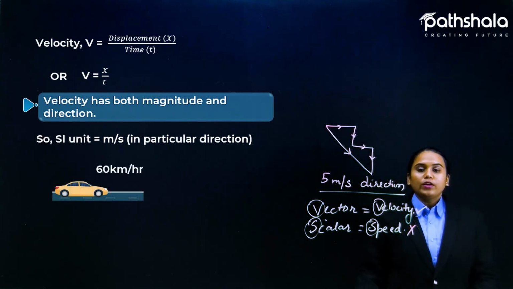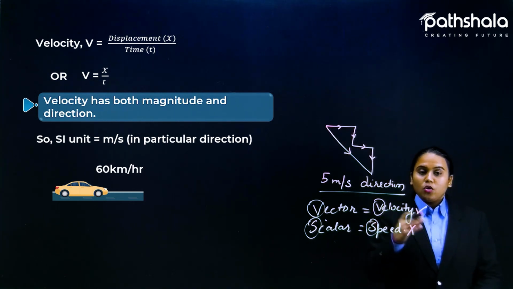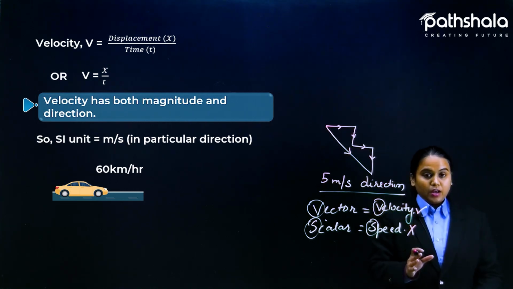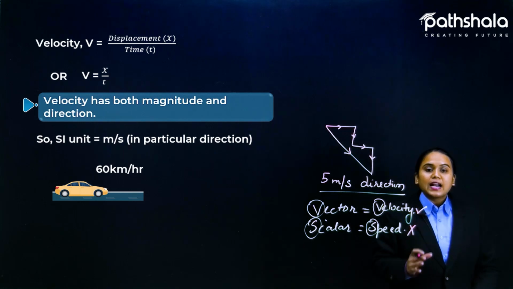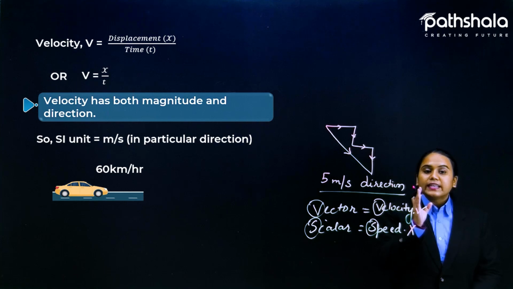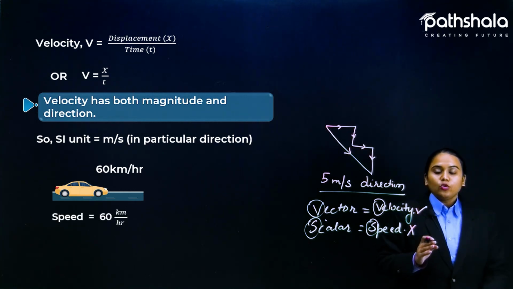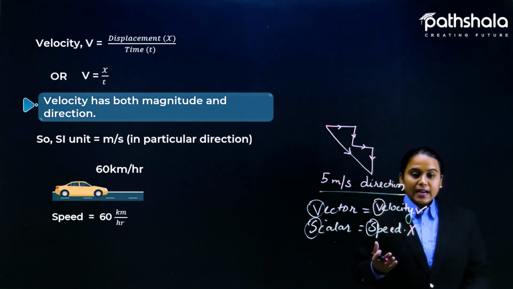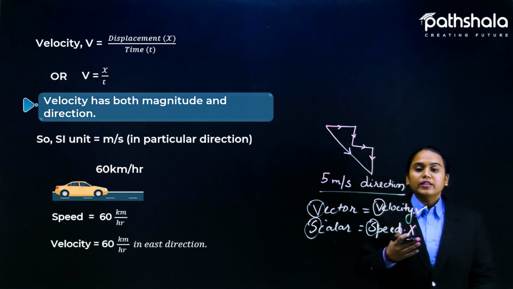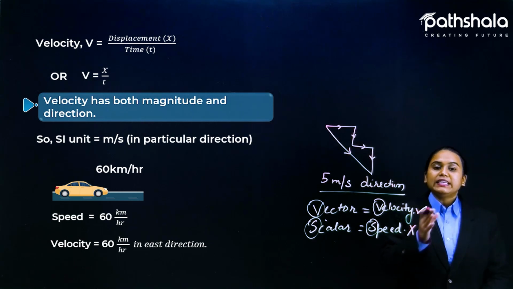So whenever we say that a car is moving in a particular direction with a speed of 60 km per hour, but now if you are mentioning that the direction is also included here, you don't say speed, you say velocity. So you have to speak like this: the speed will be 60 km per hour. But if we need to mention the velocity of it, the velocity will be 60 km per hour in the east direction.